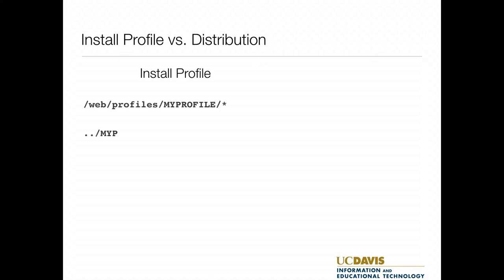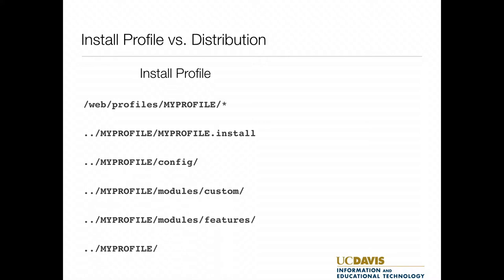Okay, so here are all the things that are in the install profile before I move on to the distribution. Like I said, it's in your profiles folder. Ours would be called SiteFarm. It would have an install file. It would have a config folder, because Drupal considers profiles kind of like modules. Profiles, themes, and modules are all what Drupal calls extensions. So Drupal will treat it like a module in some ways. There are differences, but that means it has a config folder.